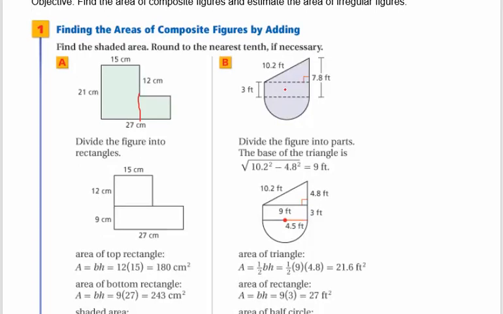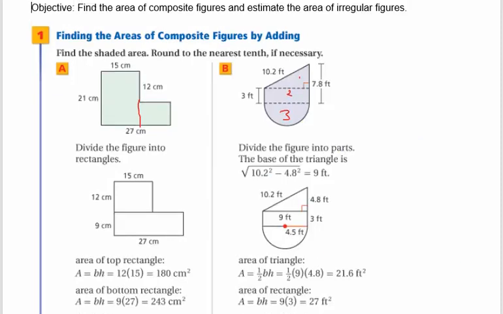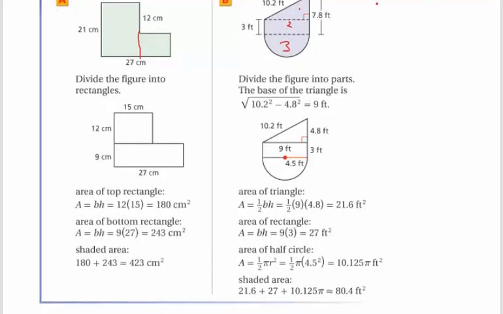You can also have a composite figure that is made up of three figures put together, such as in this example. We have a triangle, then we have this rectangle, and then we have this semicircle, which is a half circle. So that one would take a little while, but they're not difficult to find the area of each of these. Do remember that if you're finding the area of a semicircle, that's only half. So you would take 1/2 times pi r squared.